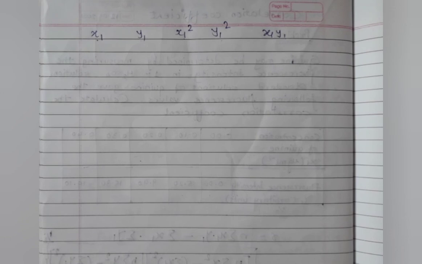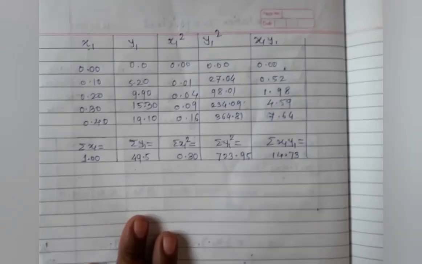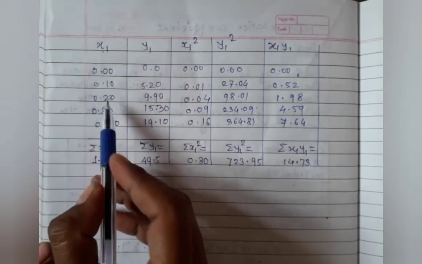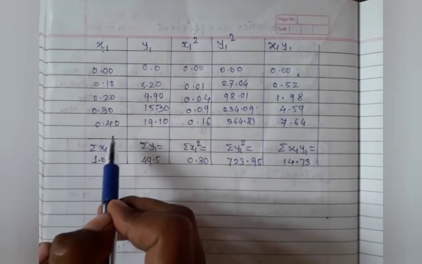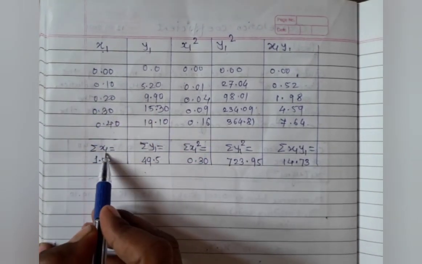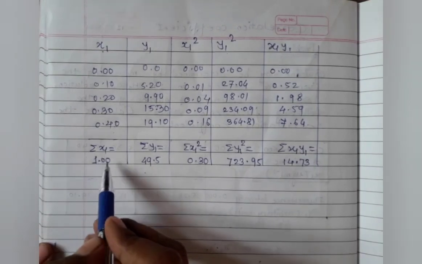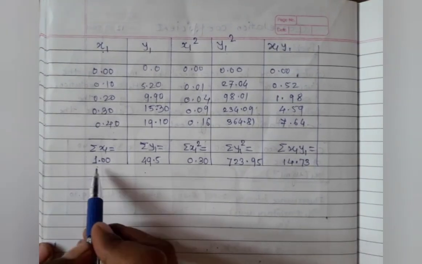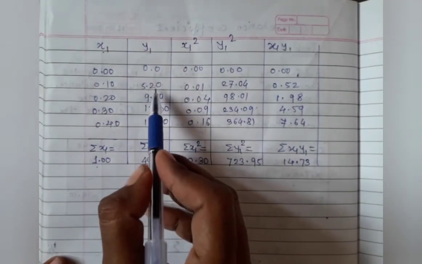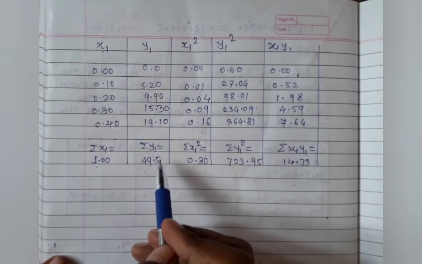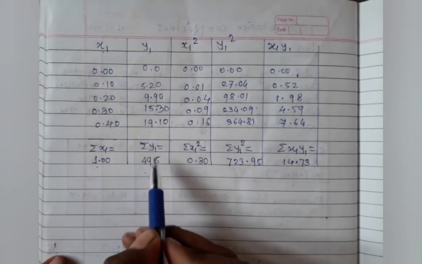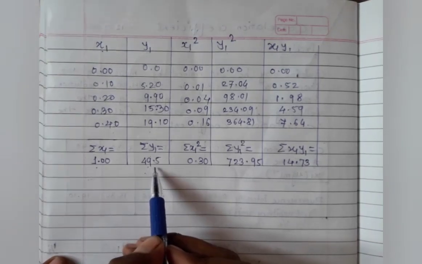All parameters are taken from the equation of R. Here I am going to write down all the values. See here, I have written all the values. x1 which is given 0, 0.10, 0.20, 0.30, 0.40 microgram per ml. These values are of concentration. After adding all these values, we can get summation, and summation of x1 is 1. y1 which is of fluorescence values 0, 5.20, 9.90, 15.30, 19.10. After adding all these values on our calculator, the summation of y1 comes 49.5.